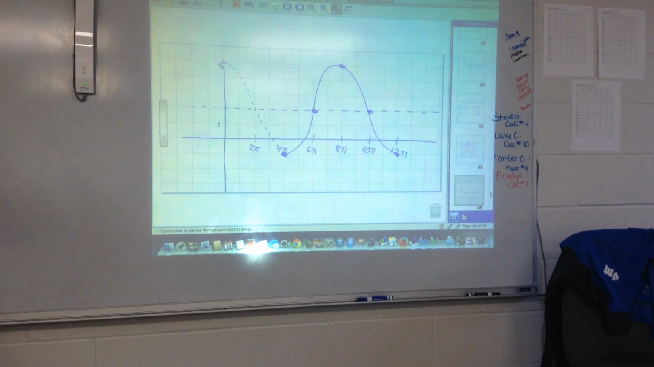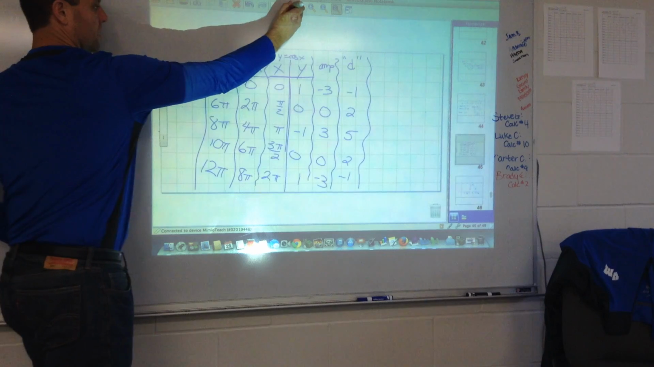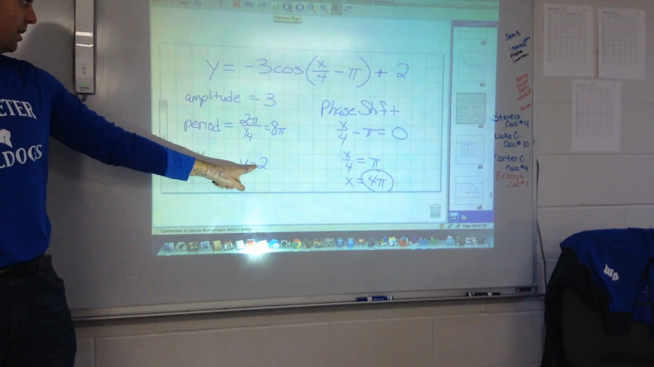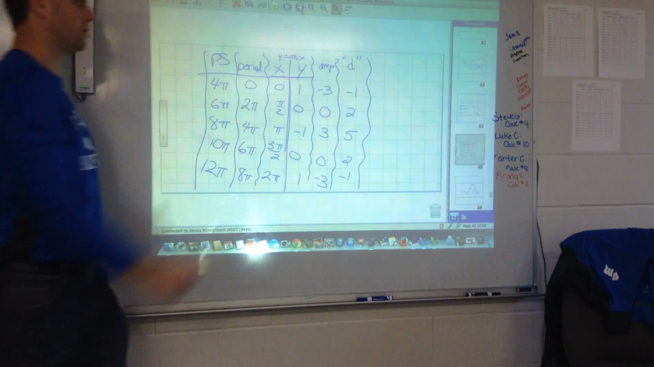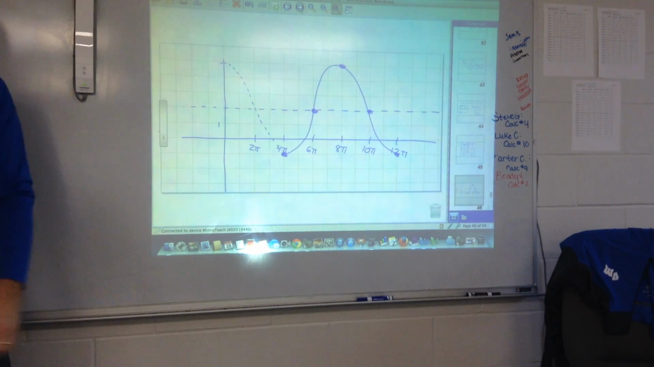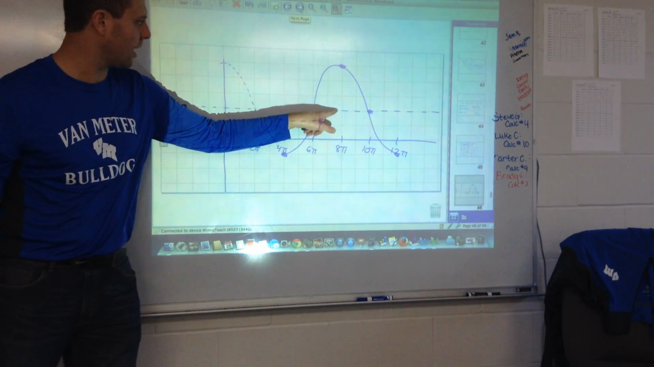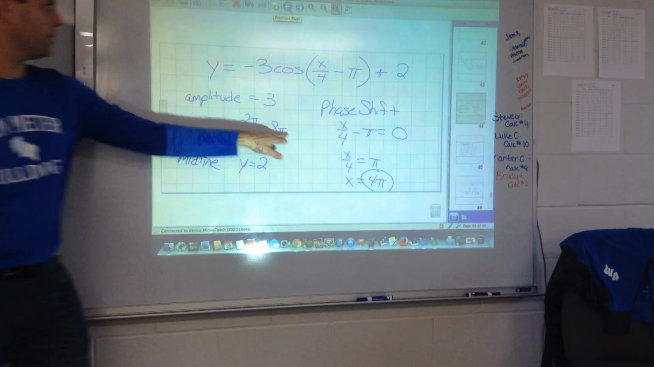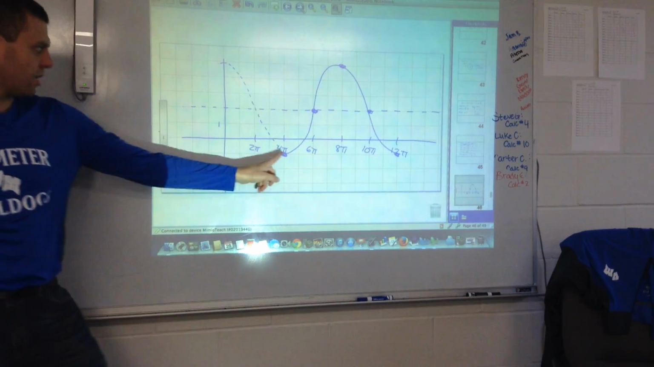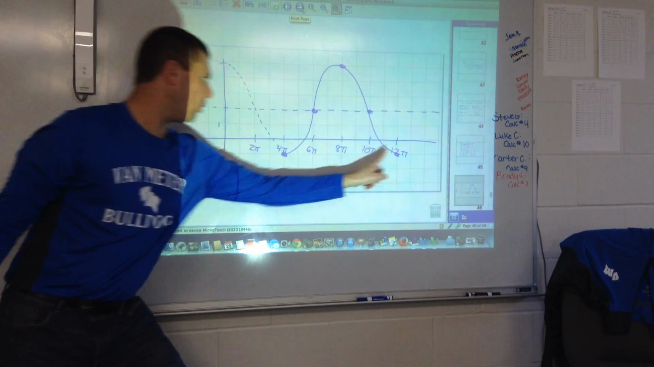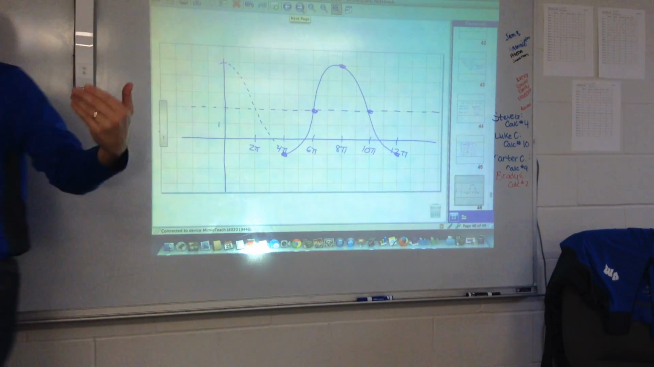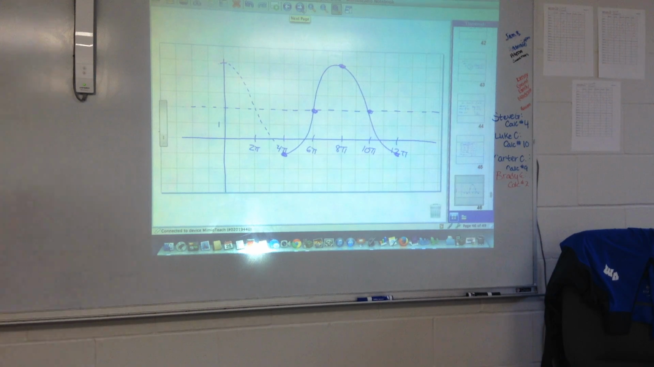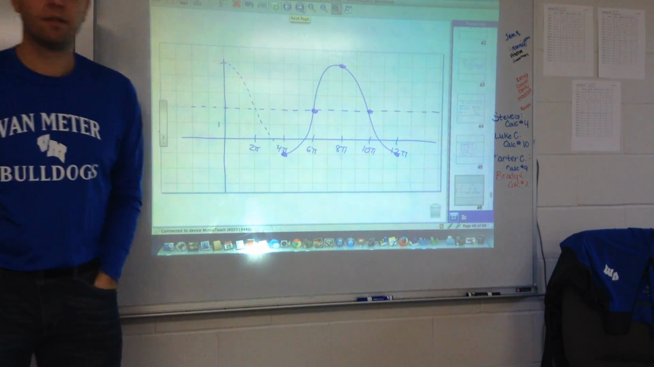Does it look like your midline is at y equals 2? The midline is y equals 2. Does the amplitude look as though it's 3? Is the height of the wave 3 units? Here's your midline, 1, 2, yep, it gets up to 3 there. Is the period 8 pi? Does it take 8 pi to complete one wavelength? See how I'm checking my work here? I'm making sure that that matches everything. Okay?